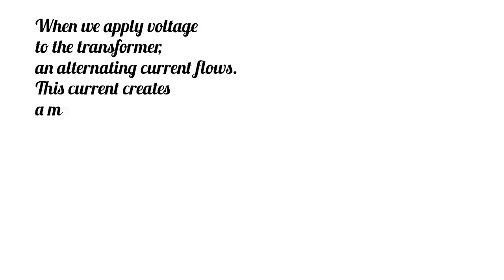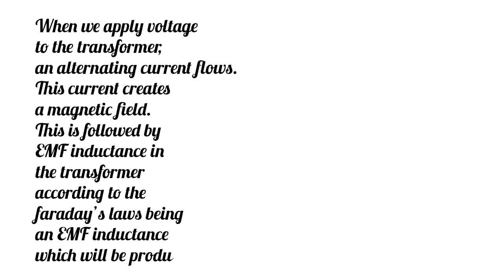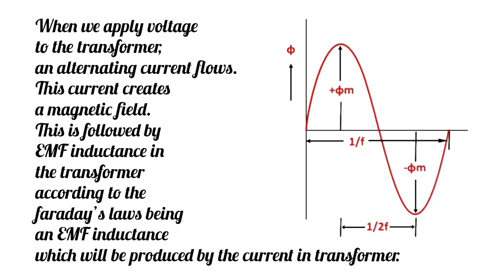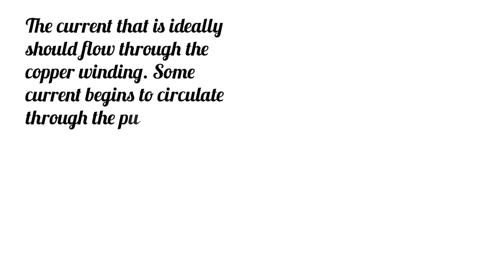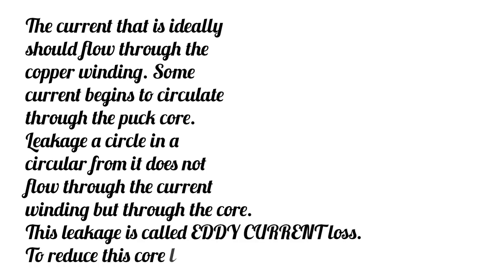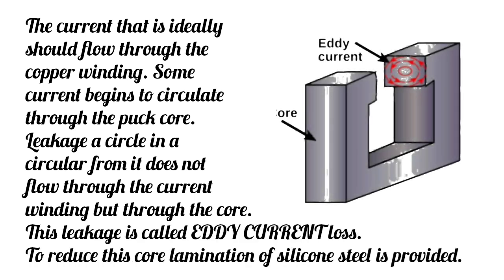When we apply voltage to the transformer, an alternating current flows. This current creates a magnetic field. This is followed by EMF induction in the transformer according to Faraday's laws, an EMF which will be produced by the current in the transformer. The current ideally should flow through the copper winding, but some current begins to circulate through the core. This leakage, a circulating current, does not flow through the winding but through the core. This leakage is called eddy current loss.